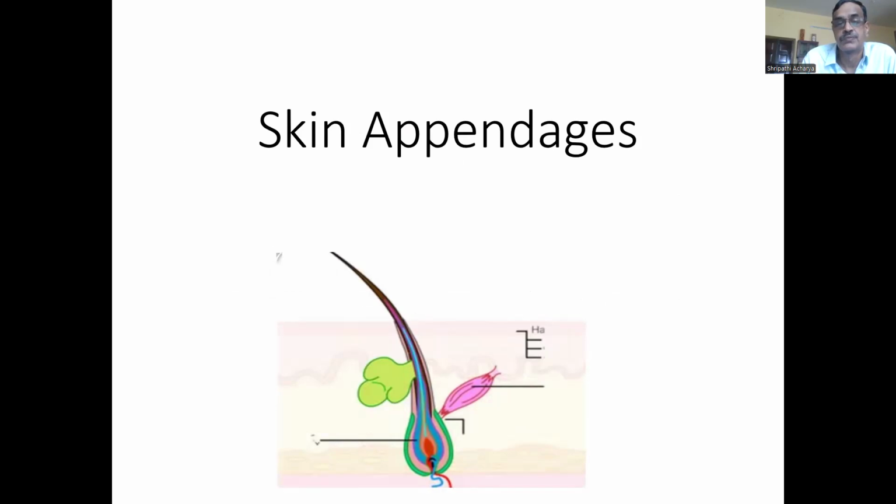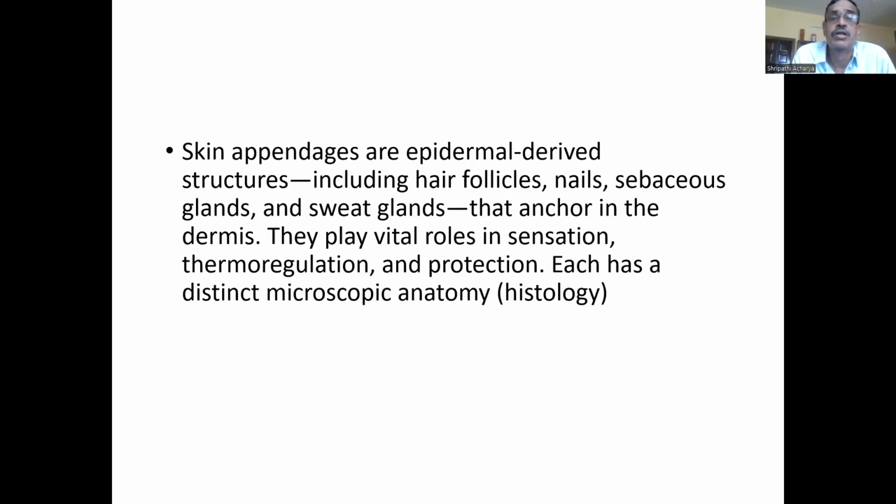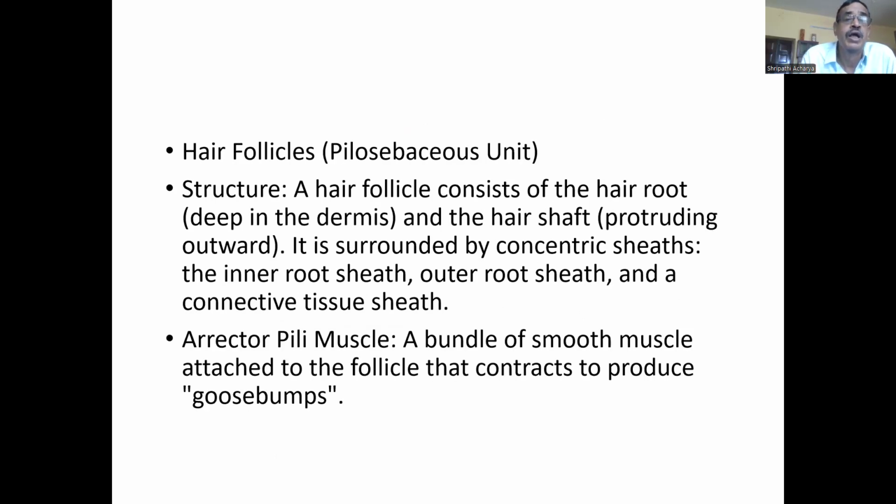Skin appendages. Skin appendages are epidermal derived structures, including hair follicles, nails, sebaceous glands, and sweat glands that anchor in the dermis. They play vital roles in sensation, thermoregulation, and protection. Each has a distinct microscopic anatomy. So, hair follicles, pilosebaceous unit.